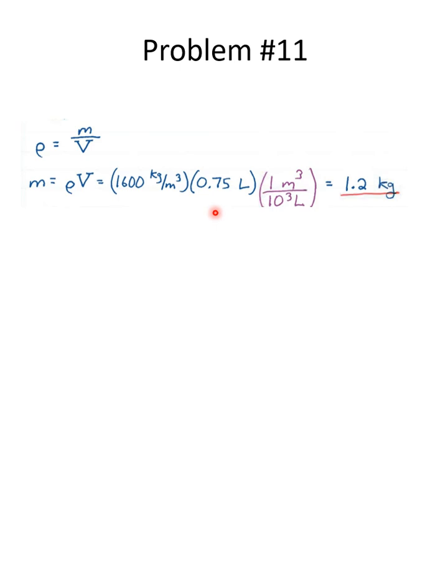Now we need to turn liters into cubic meters, recognizing that there are 1,000 liters in a cubic meter. So we put 1 cubic meter over 1,000 liters. The liters will divide out. We're left with a cubic meter in the numerator. And we multiply the numbers and we get 1.2 kilograms.